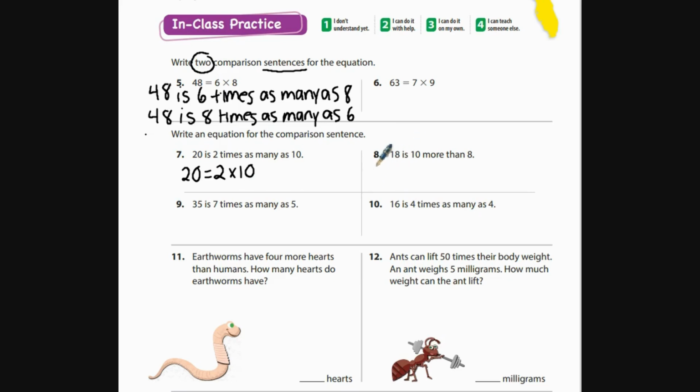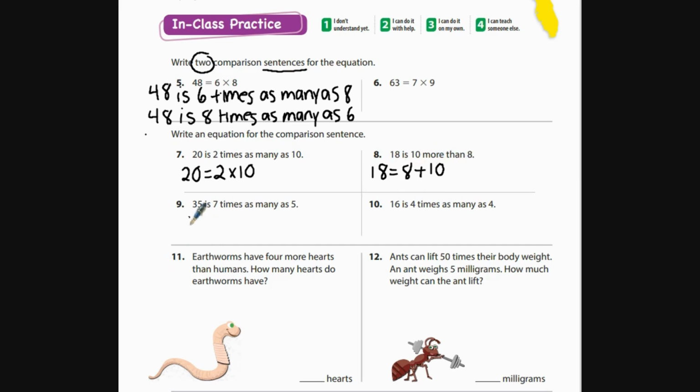Now let's take a look at number 8. 18 is, is what? An equal sign. Oops, sorry. Hold on. Equal sign. Here we go. 18 is 10 more than 8. 10 plus 8 or 8 plus 10? It's 8 plus 10, right? Because if I had 8 and now I added 10 more than 8. So I have 18 equals, or in other words, 18 is 8 plus 10. Because this means 18 is 10 more than 8.